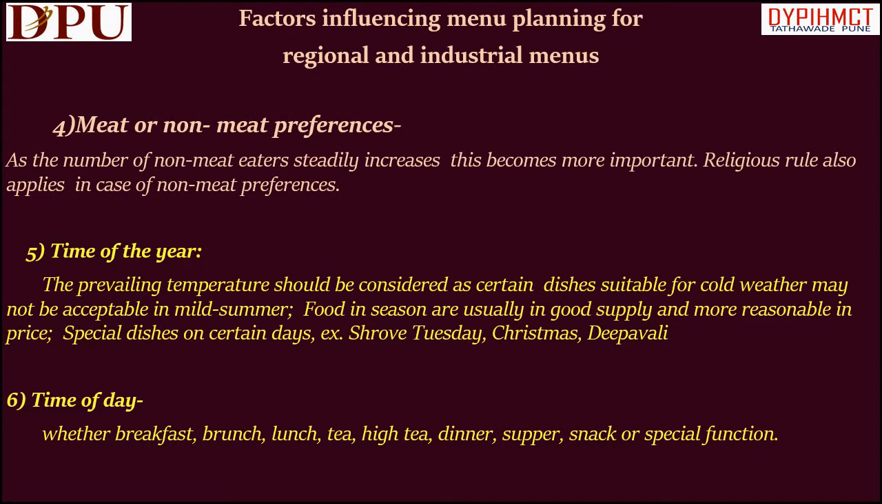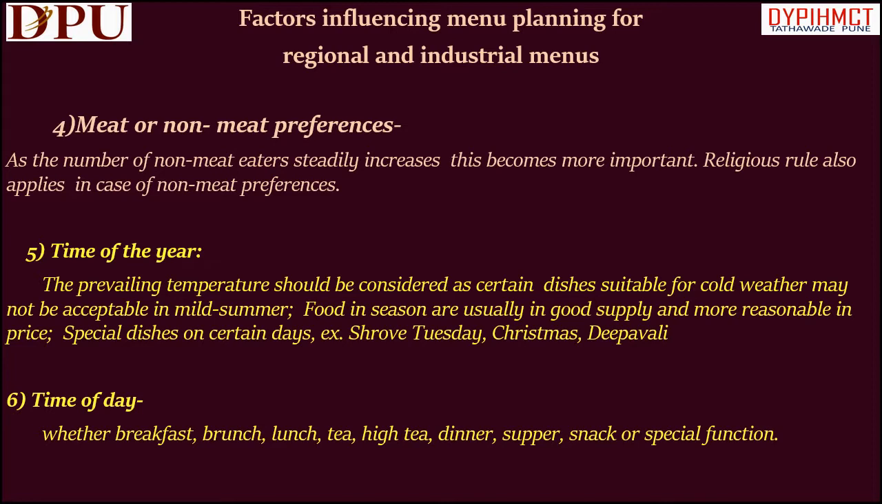Next few factors influencing menu planning are as follows. Meat or non-meat preferences. As the number of non-meat eaters is steadily increasing, this becomes more important. Religious rules also apply in case of non-meat preferences. Time of the year. The prevailing temperature should be considered, as certain dishes suitable for cold weather may not be acceptable in mild summer. Food in season is usually in good supply and more reasonable in price. This also refers to the festivals throughout the year, for example, special dishes on certain days, like Christmas, Deepavali, etc.